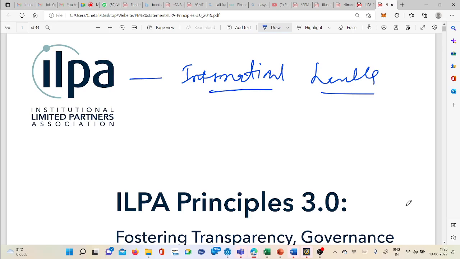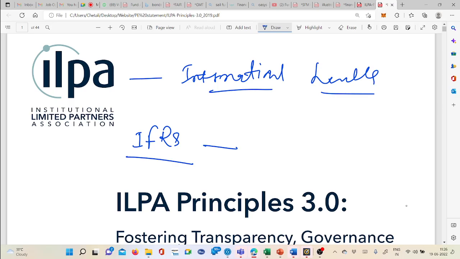So ILPA, the International Limited Partners Association, developed the principles for the private equity business. Right? So IFRS, that we know. At the international level, we prepare the financial reporting in IFRS format. It means the International Financial Reporting Standards Board shares the practices with us, which we follow and prepare the financial reports in that format.